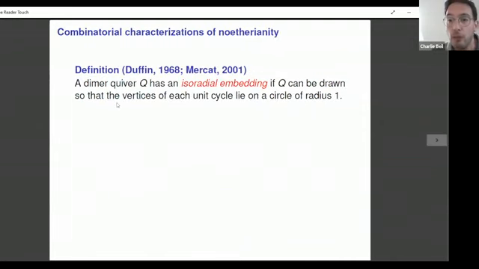Okay, so now we'll look at some combinatorial characterizations of Noetherianity. So Duffin in 1968 and Mercat in 2001 made the following definition. A dimer quiver has an isoradial embedding if Q can be drawn so that the vertices of each unit cycle lie on a circle of radius 1.